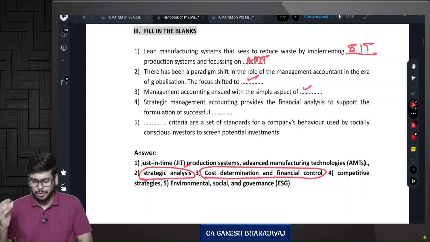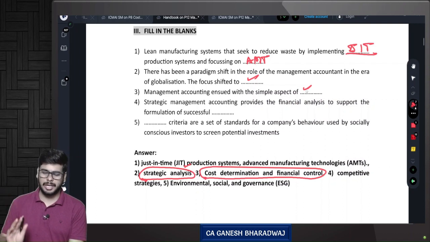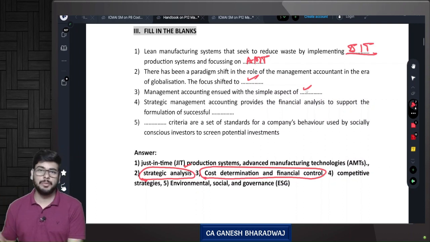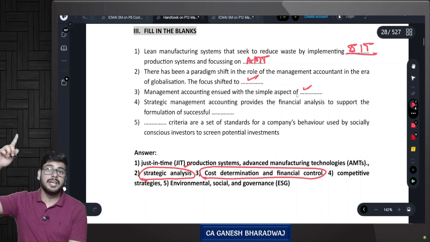I highlighted it to you. So please, these five fill in the blanks alone, you just accept what is given here and prepare accordingly. Beyond this, you need not prepare fill in the blanks specifically. It is practically, humanly not possible. Clear? So here, cost and management accounting ensued with the simplest aspect. It just started off. Yes, we saw this, right?